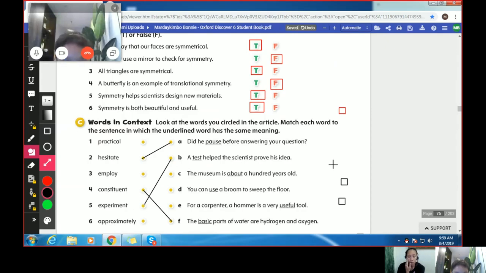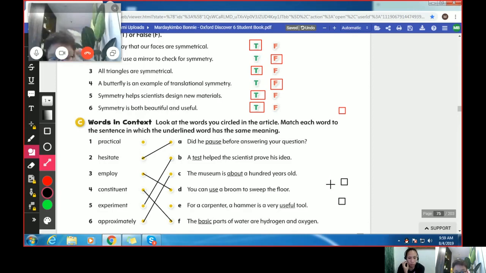Letter C. The museum is about 100 years old. It's approximately. Very good. Letter D. You can use a broom to sweep the floor. It's employ. Exactly. You can employ or you can use.